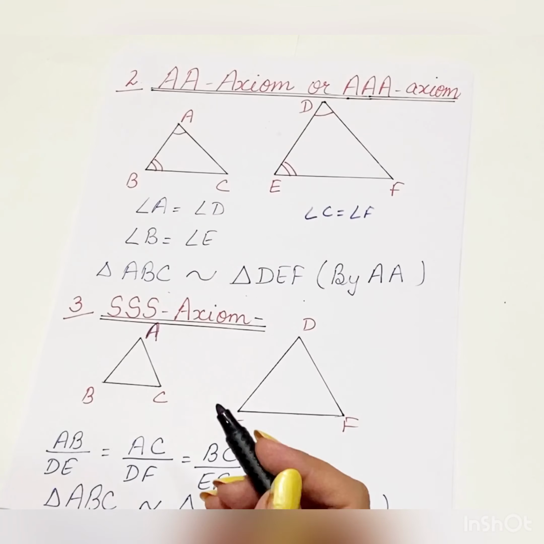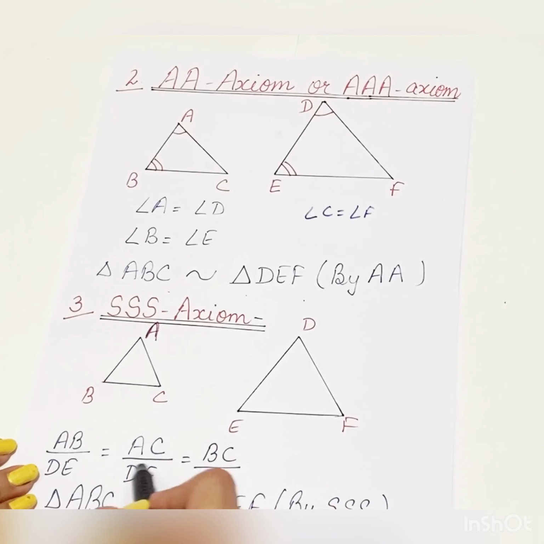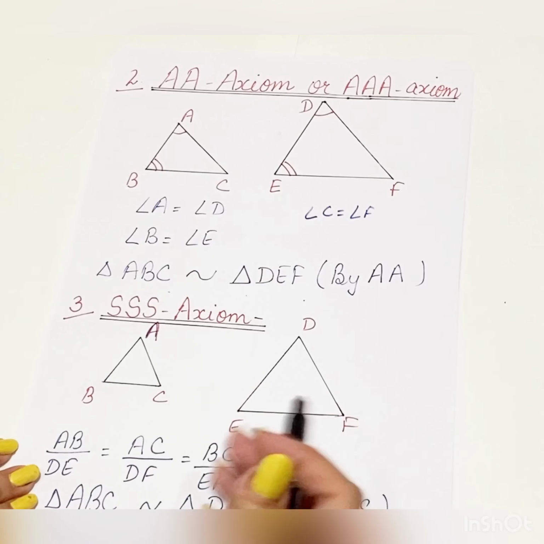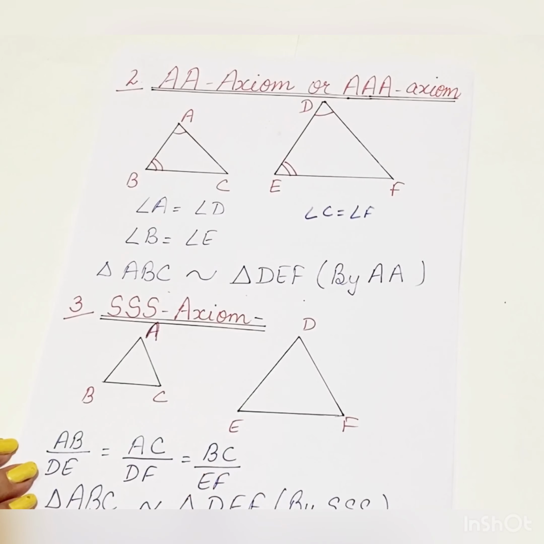In this case, what we should have is that the three corresponding sides of two triangles should be in proportion to each other. So the triangles will be similar to each other, and after that their corresponding angles will be equal to each other.